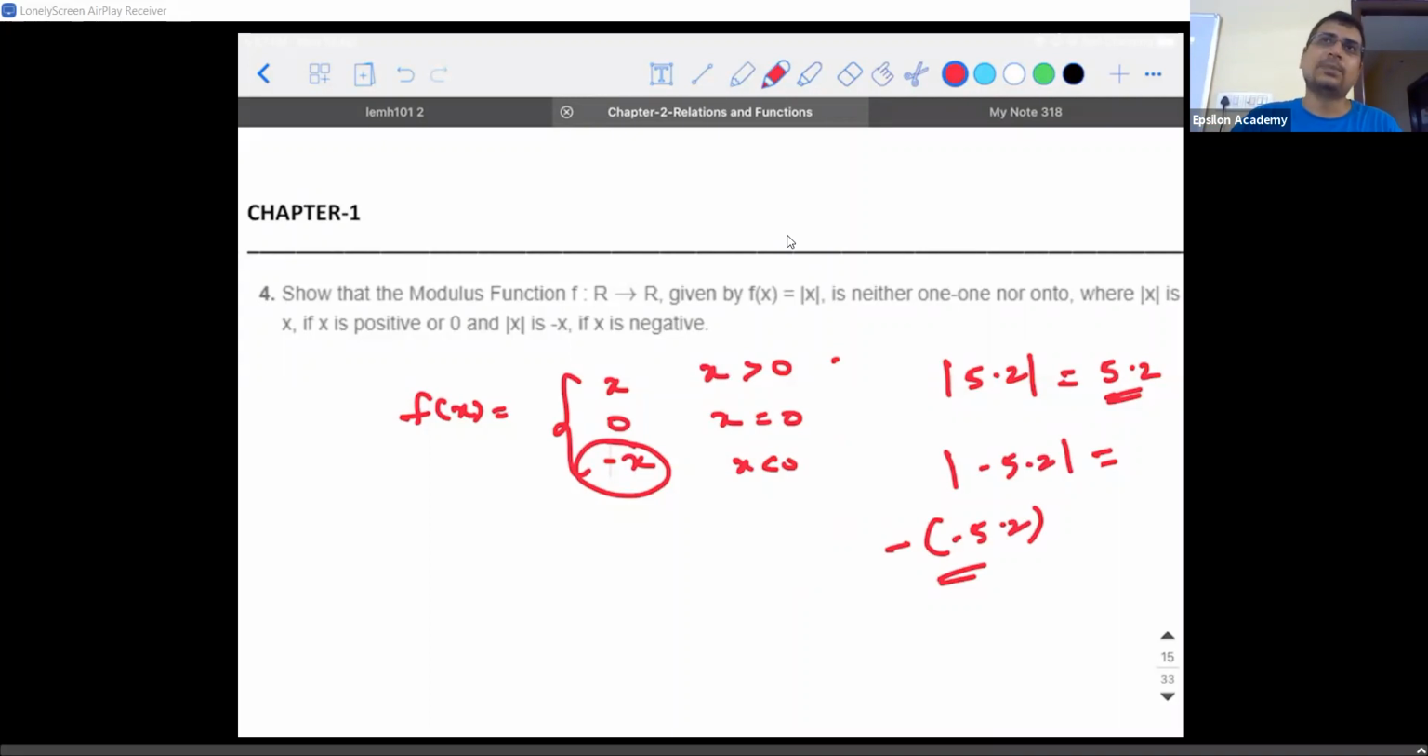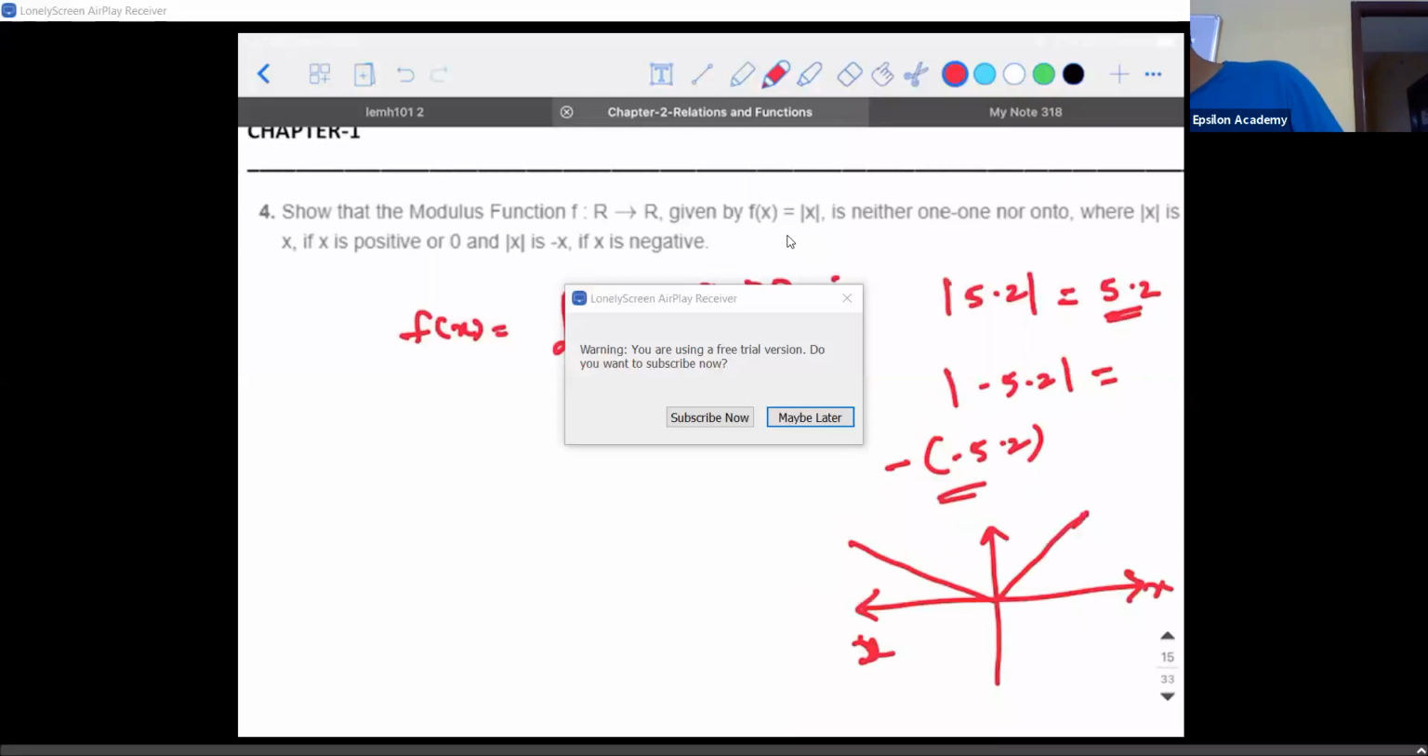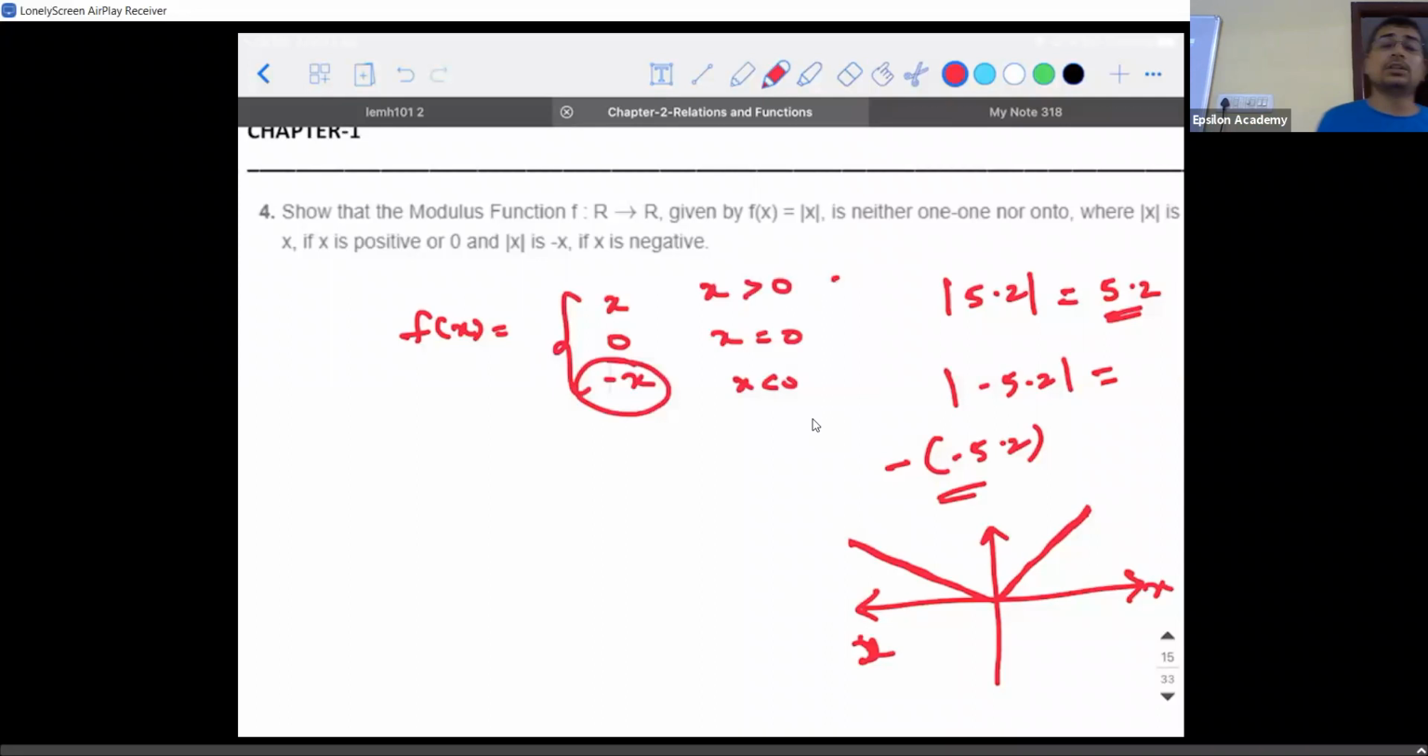So f of x is minus x when the value of x is less than 0, plus x when x is greater than 0, exactly 0 when x is 0. If you look at the graph of it, this is y equal to x, this is y equal to minus x. It looks in the shape of a V. Now they are asking to prove that this is not a one-to-one function.